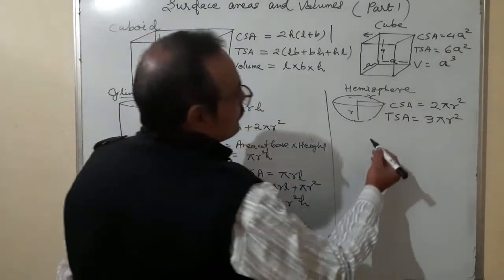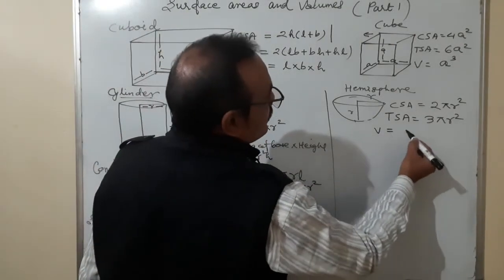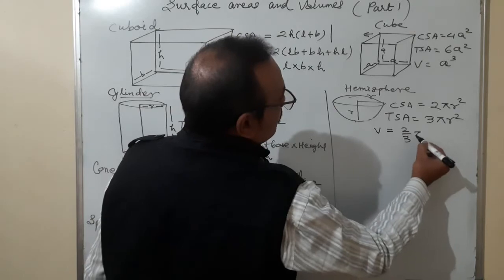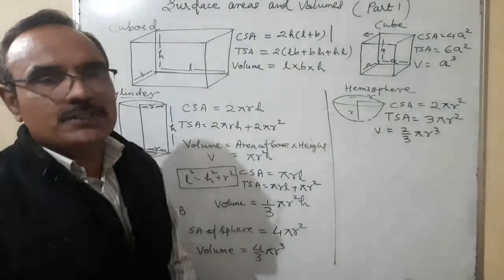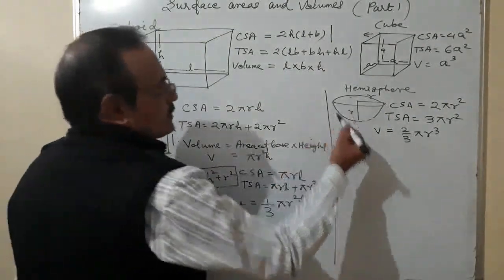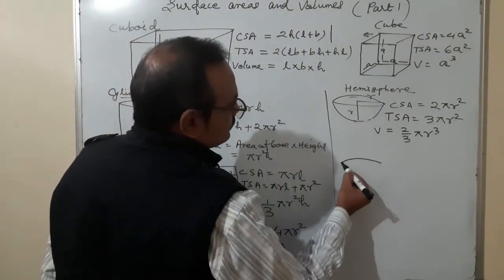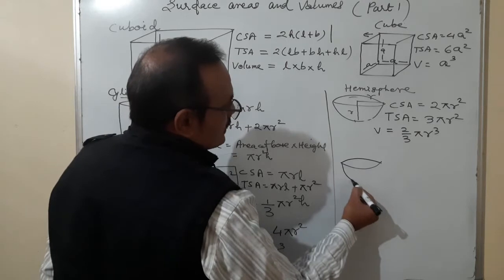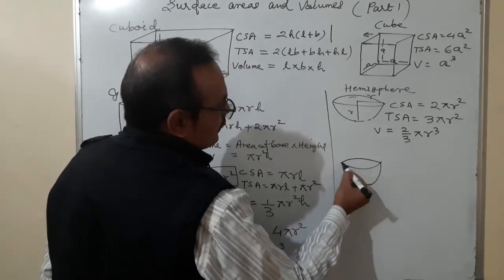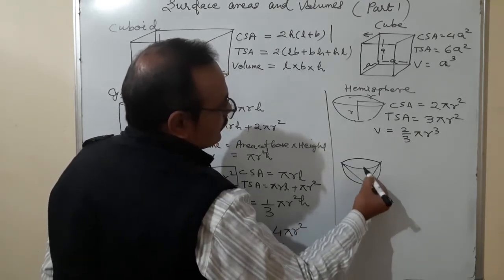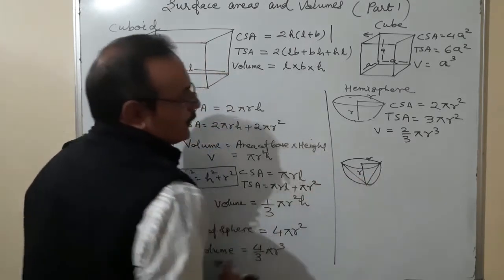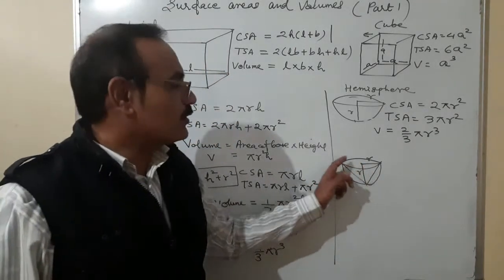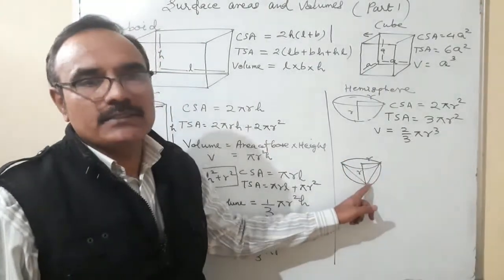And now coming to the volume. Volume is equal to 2 upon 3 pi r cube. Let me tell you how this 2 upon 3 pi r cube is coming. For example, suppose we are having a hemisphere, and one is this cone. So radius is r and height is r. We are discussing this cone which has radius r and height r.